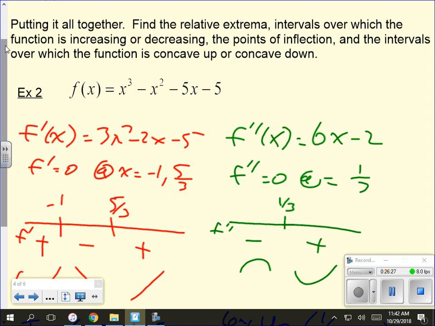On an AP test, they're usually pretty clear about it. They like to say where, and if they say where and you put a coordinate, they'll take that because you found out where it happens. You're giving the x coordinate. They'll do that. And I've seen them do both. I've seen them ask where and I've seen them ask what. If they ask what and you just give the x only, you will not get the point.